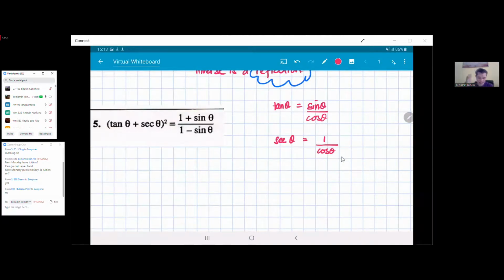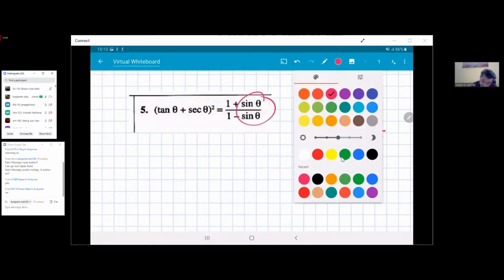Okay. Because why? Nampak tak? The answer they want here contains sine only. Jawapan yang dia nak mengandungi sine sahaja. So, tangent tukar is appropriate, bersesuaian. Secant tukar jadi 1 over cos is also appropriate. Okay. So, now I can continue by doing this.